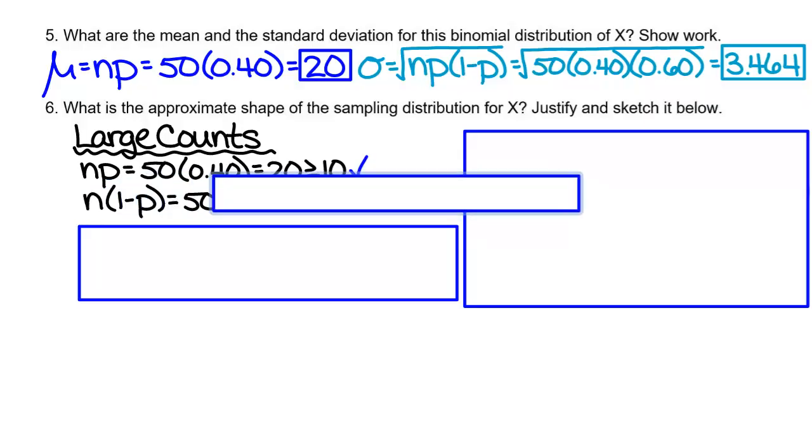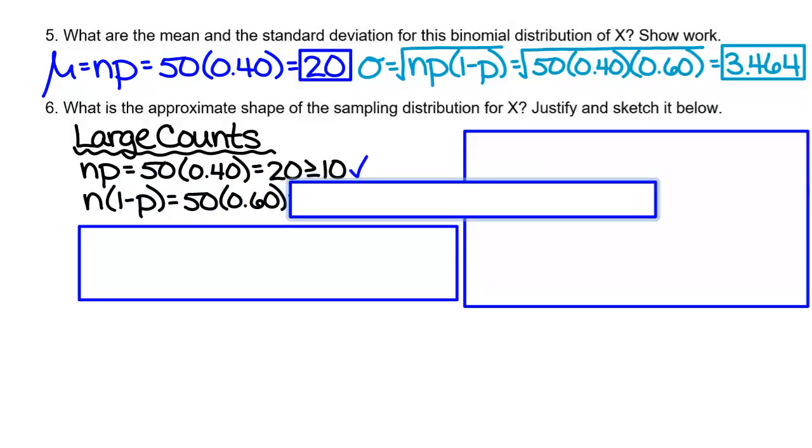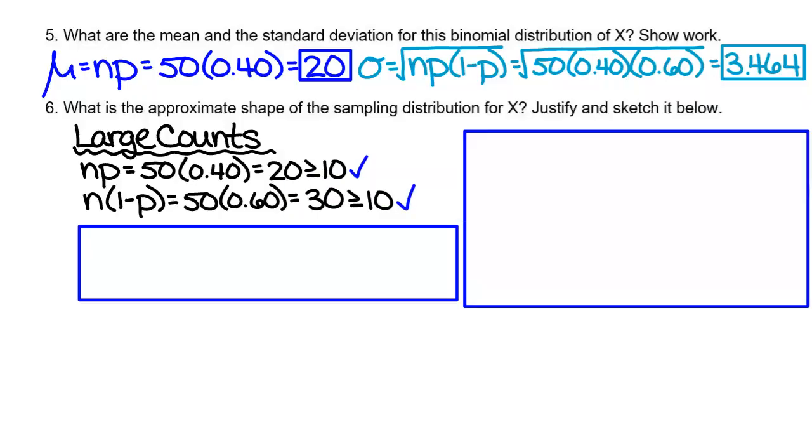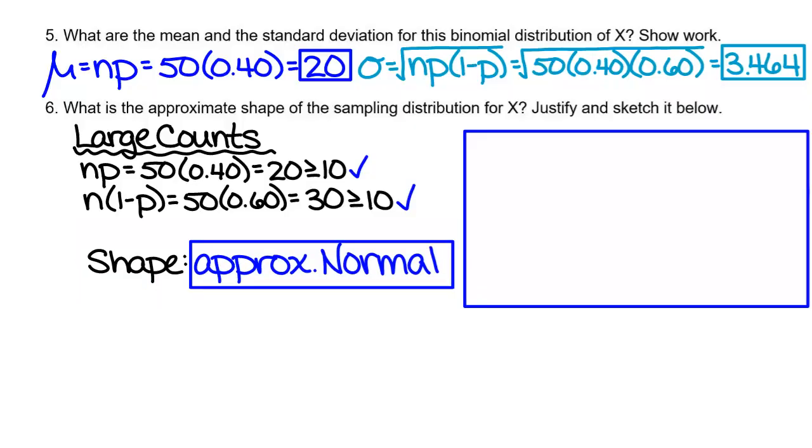So if I do N times 1 minus P, I would do 50 times 0.60, which would come out to what? 30, which is bigger than 10. If N times P is greater than or equal to 10, and N times 1 minus P is greater than or equal to 10, then we can say that our shape is approximately normal.